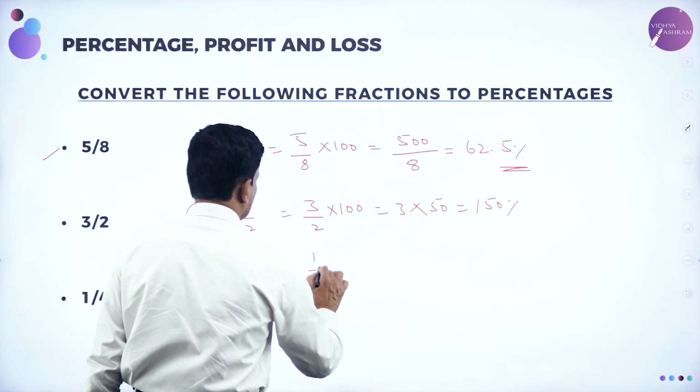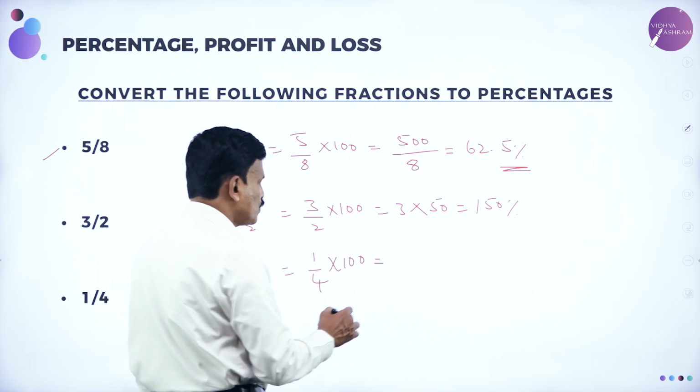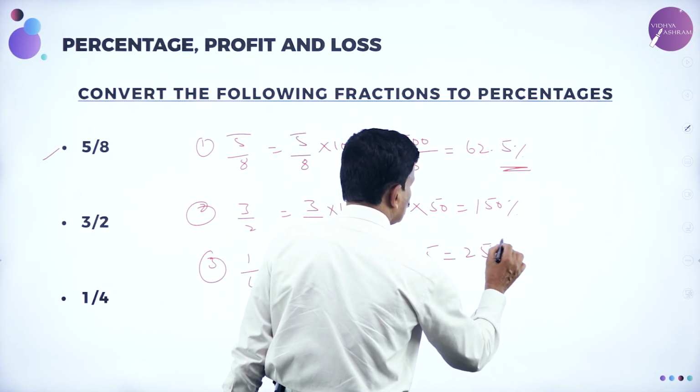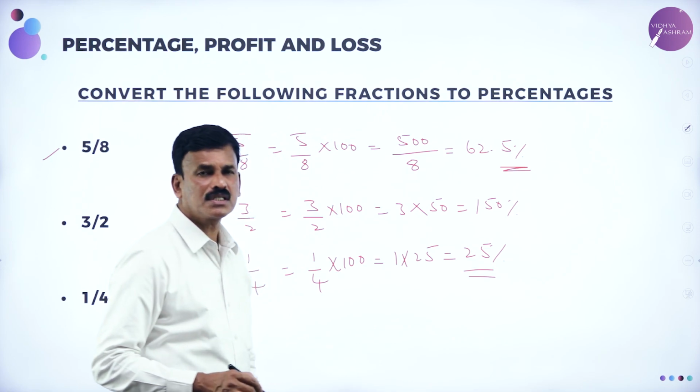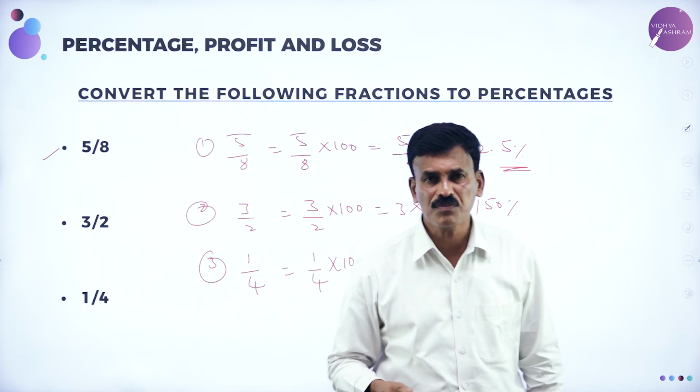1 by 4, 1 by 4 into 100. So 100 by 4 is nothing but 25. 1 into 25 is equal to 25%. 1 by 4 is nothing but 25%. So this is how we are going to express the fraction in terms of percentage.